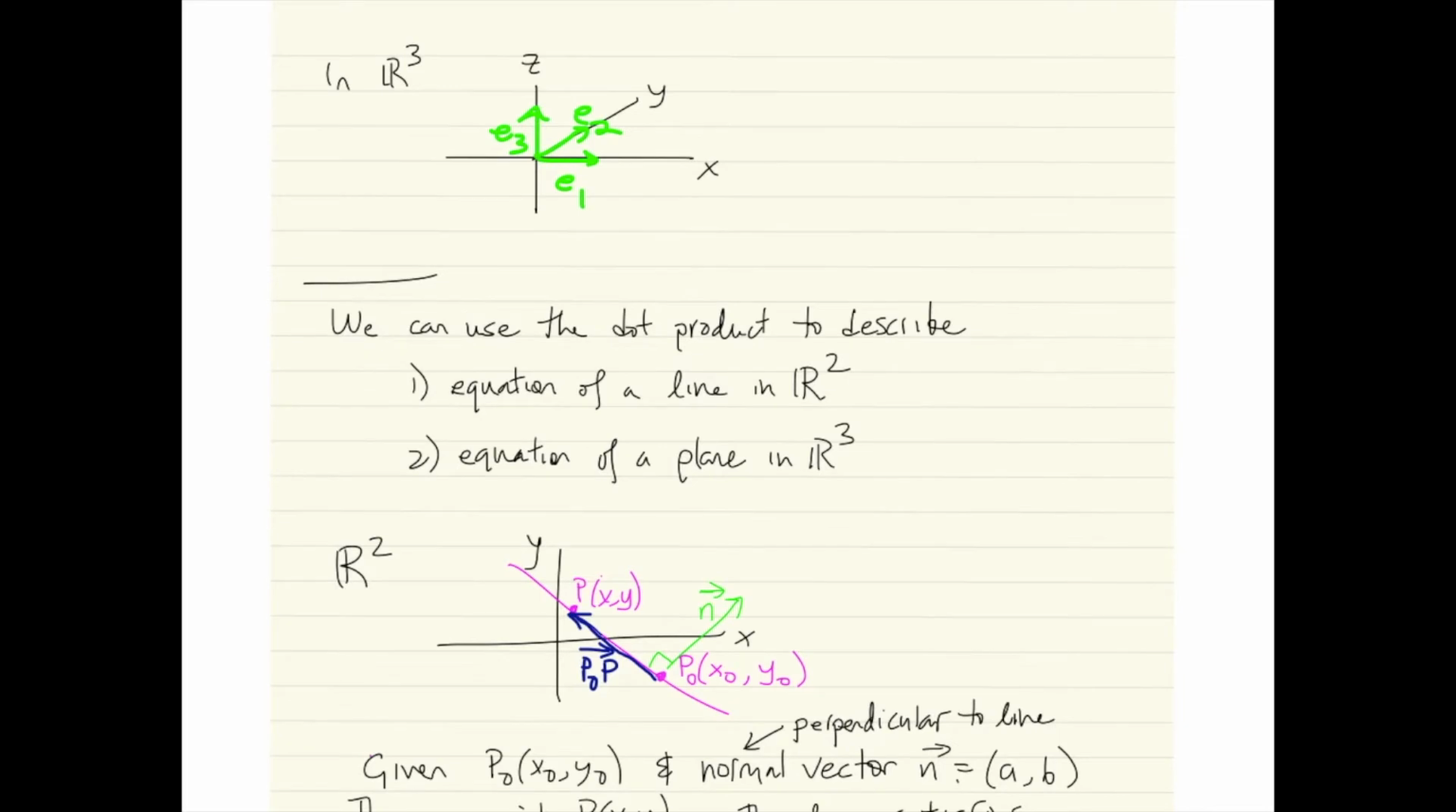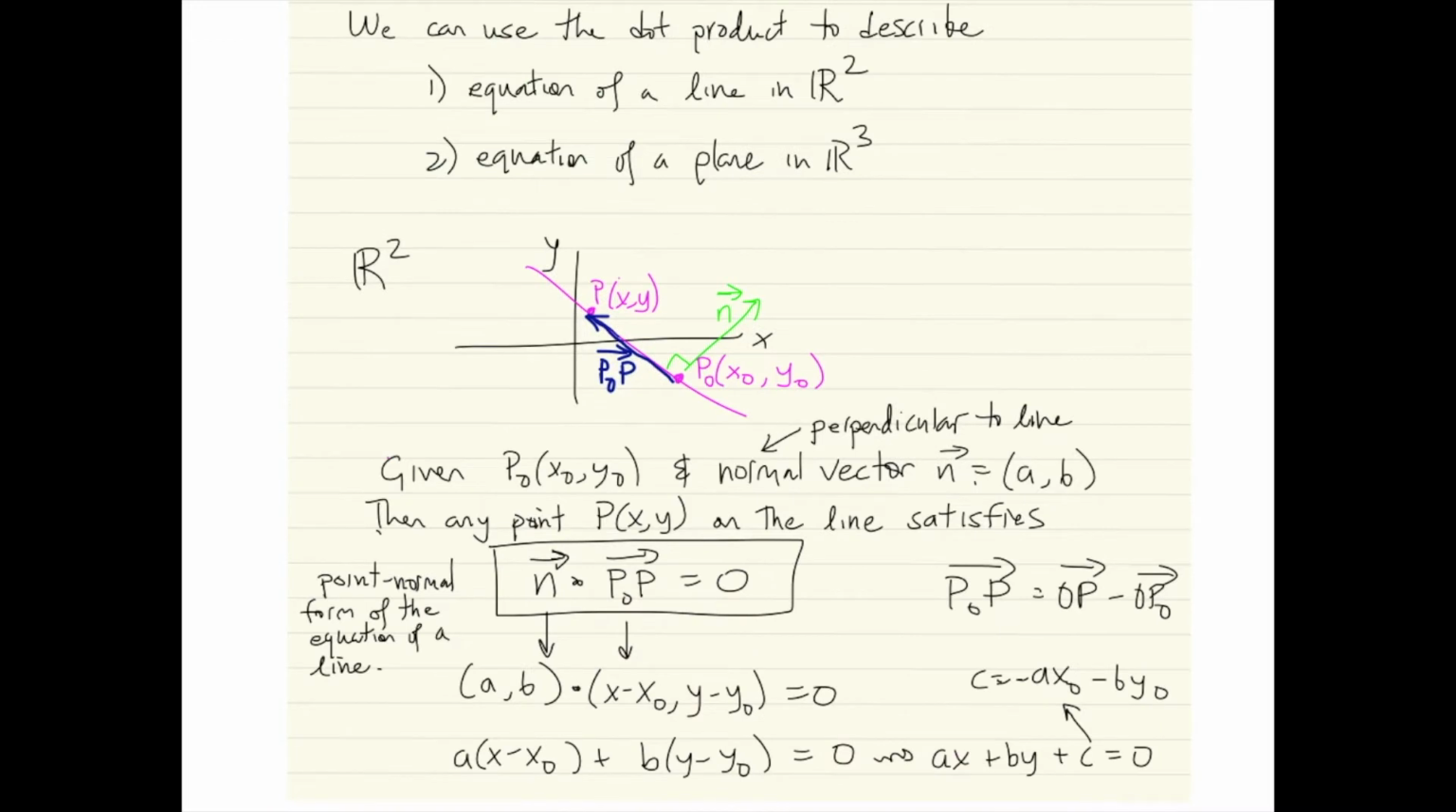To picture in R3, e1, e2, and e3, here's how they are pictured. And you can see that e1 and e2 are perpendicular just because they're the vectors along the x and the y-axis. Okay, what we're going to do next is use the dot product to describe a couple of things: one being the equation of a line in R2, and the second being the equation of a plane in R3. So let's begin with the equation of a line in R2.